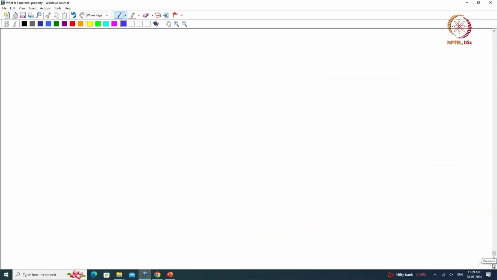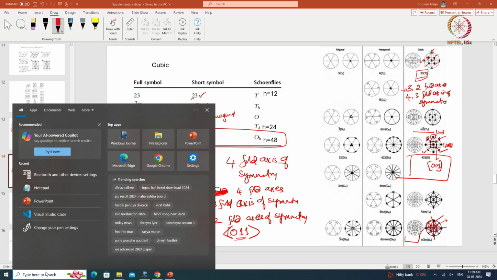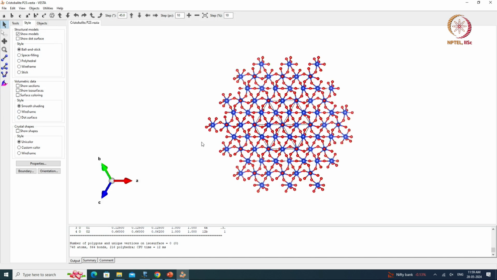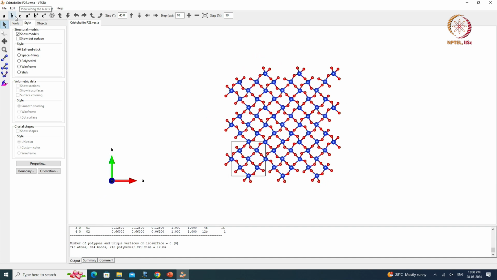Now let us go back to VESTA and see the structure of this cristobalite, right. So let us open this. Okay. Now here what am I looking at? So all these blue atoms are silicon atoms, and all the red atoms are the oxygens, right. Now for example, I have this silicon, and this is oxygen, oxygen, oxygen, oxygen.